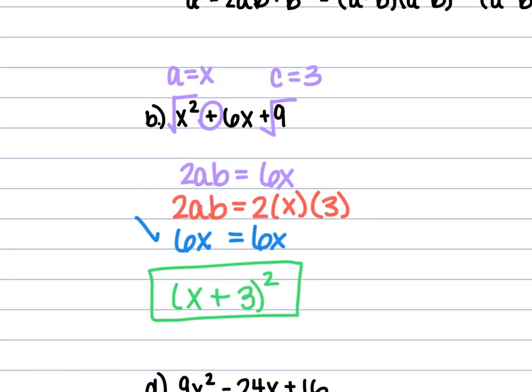Okay, so whatever you take the square root of, that's what's going inside your parentheses. And then the sign that's in the middle with your b gives you the sign that's in between those two terms.